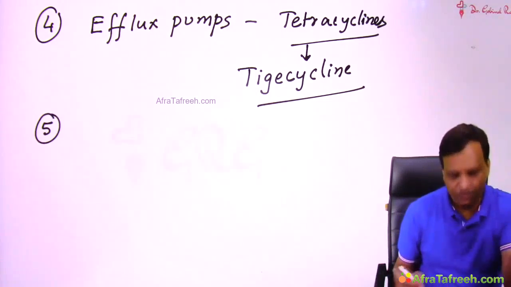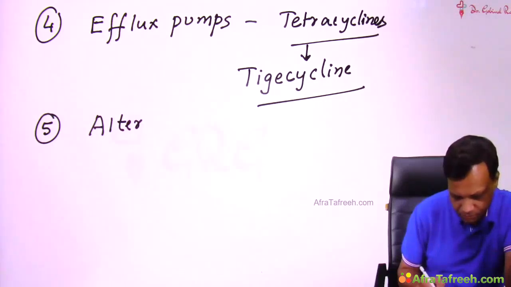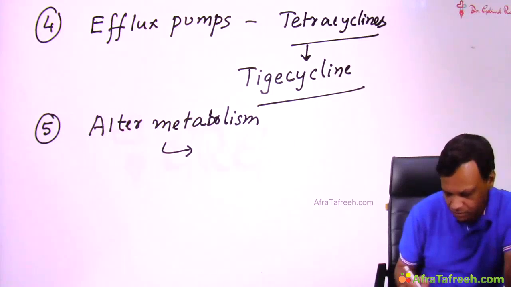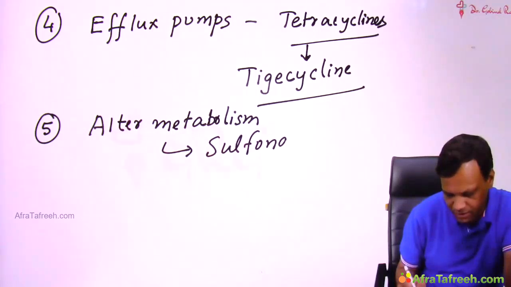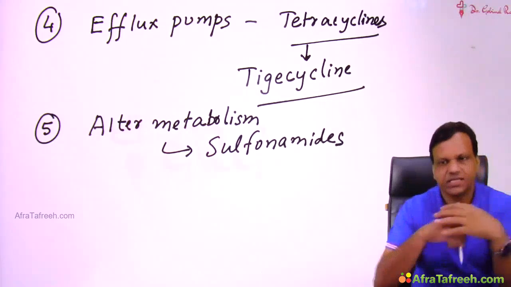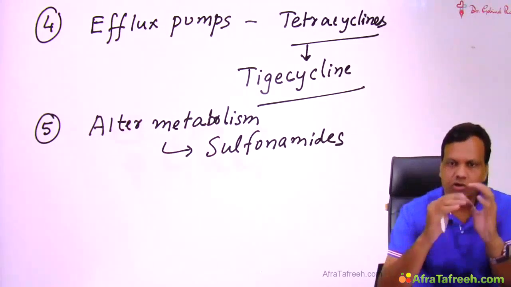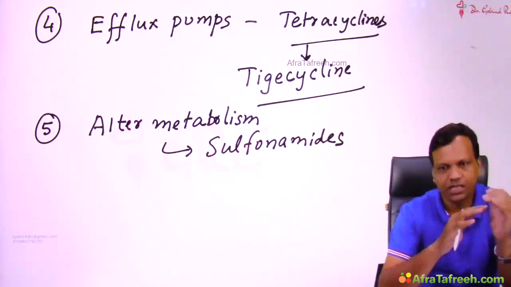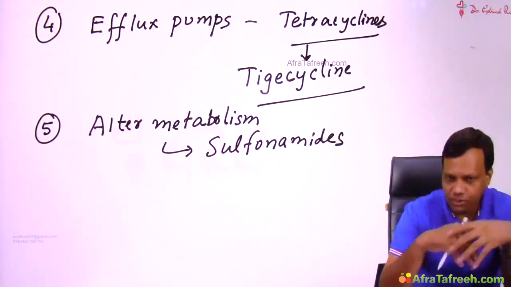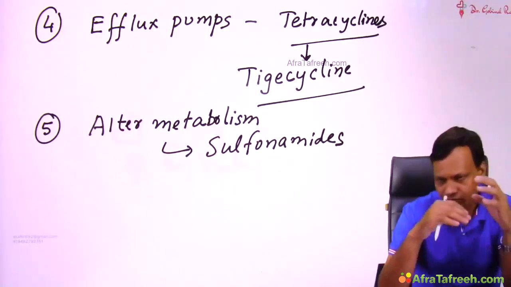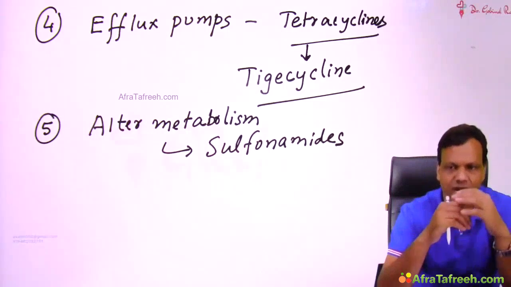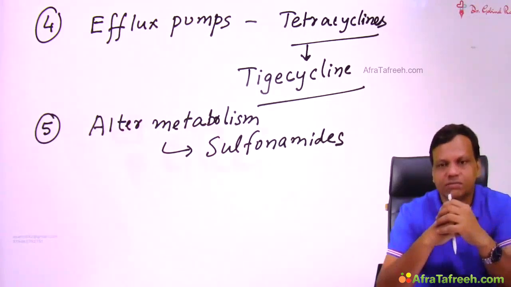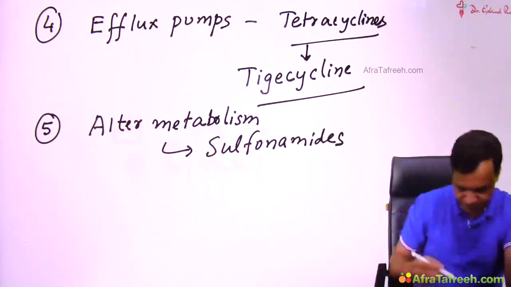Then lastly, the bacteria may alter its metabolism. This method is main with sulfonamides. Remember, sulfonamides inhibit the folic acid synthase enzyme. These drugs were working on the concept that bacteria do not utilize pre-formed folic acid. Bacteria make their own folic acid, so if we inhibit their formation of folic acid, bacteria cannot grow. But when we give sulfonamide, some of the bacteria start utilizing the pre-formed folic acid. That can result in drug resistance. So these are the methods of drug resistance.